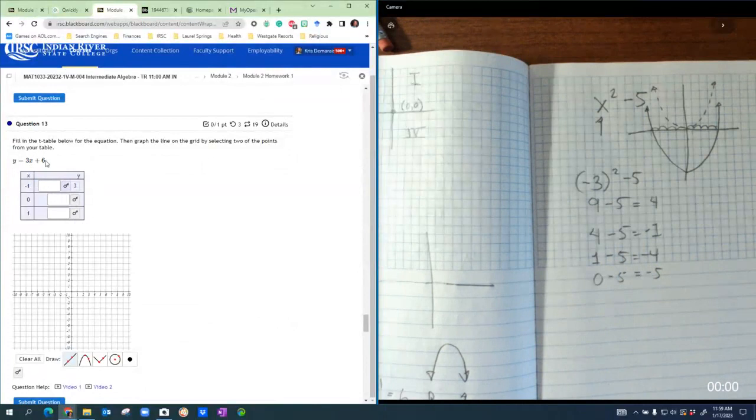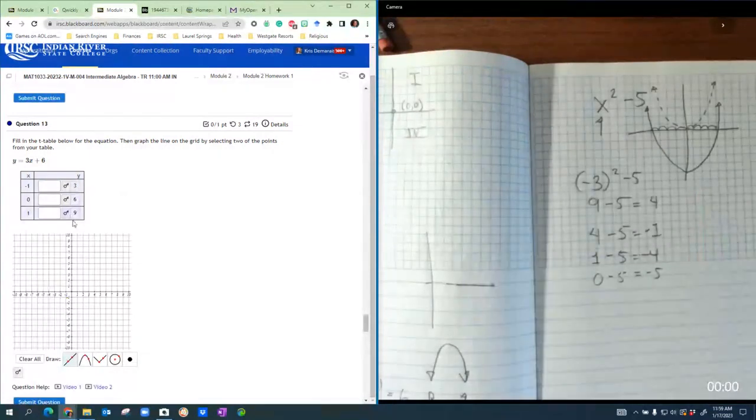Put in 0. 0 plus 6 is 6. Put in 1. 1 times 3 is 3. And then 3 plus 6 is 9. So it has a linear effect. It doesn't have a rebound effect like the other one, like this one. All right, where it comes back.